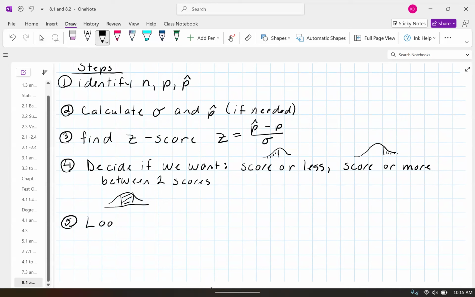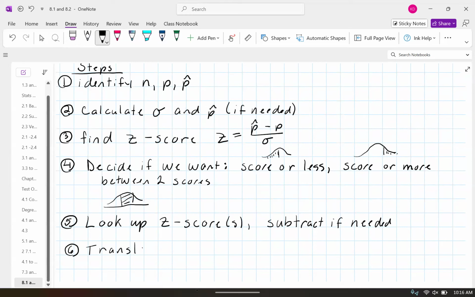Look up the z-score. Last step: subtract if needed, and translate into words. So I say subtract as needed.